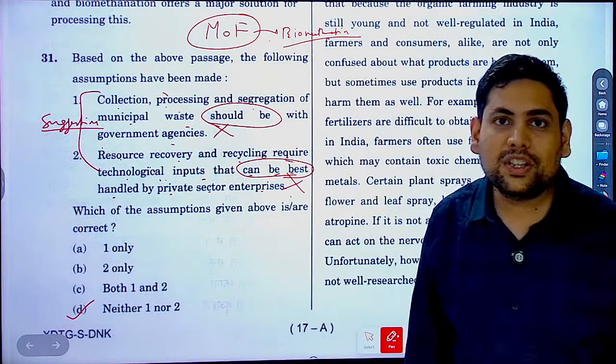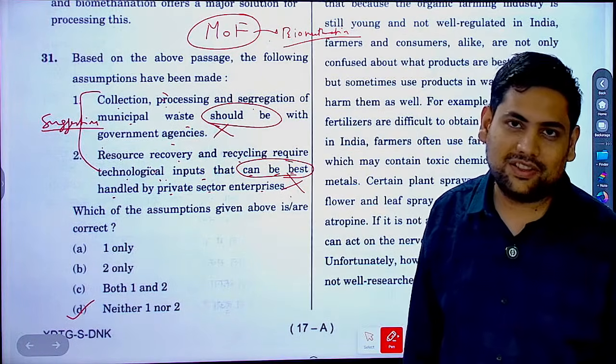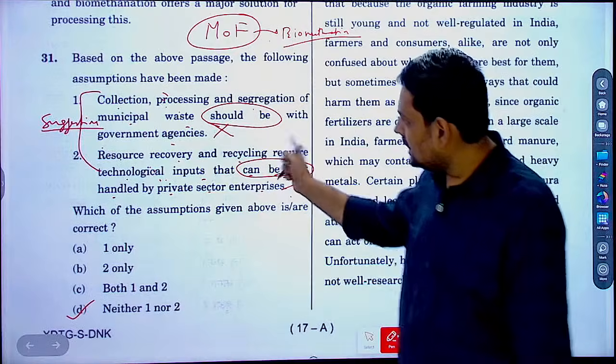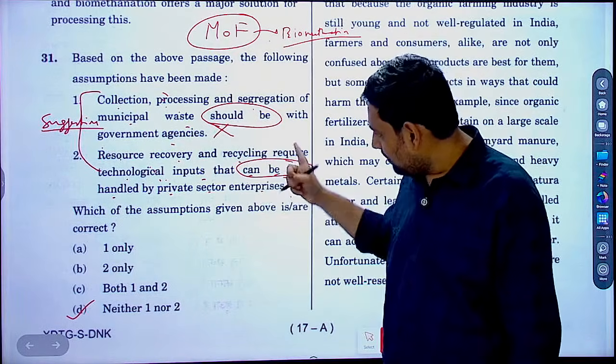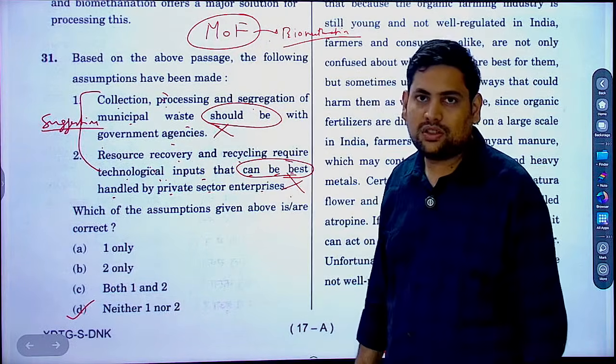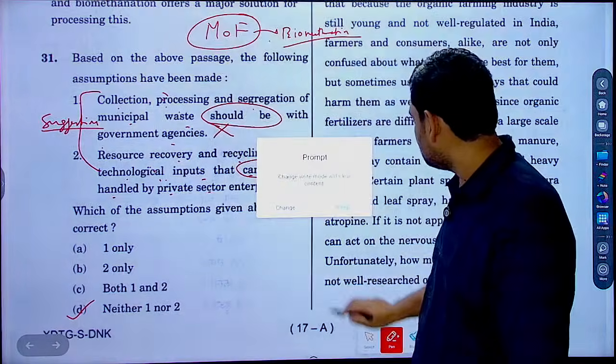Both of these are correct according to your GS knowledge. That is why in assumptions we read the question first, the passage first. This is correct, government should be doing this. The private sector should be doing this. But both are wrong. Answer is D.